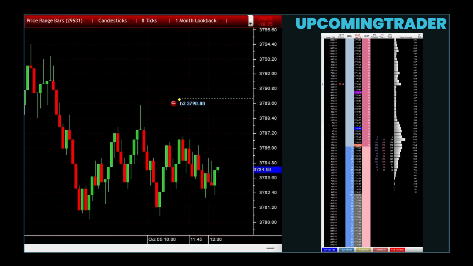The Upside Tasuki Gap is a bullish continuation pattern observed in candlestick charting. This pattern comprises 3 key candles. The first candle is large and white or green, signaling a strong uptrend. Following this, there is a gap up, leading to the second candle.